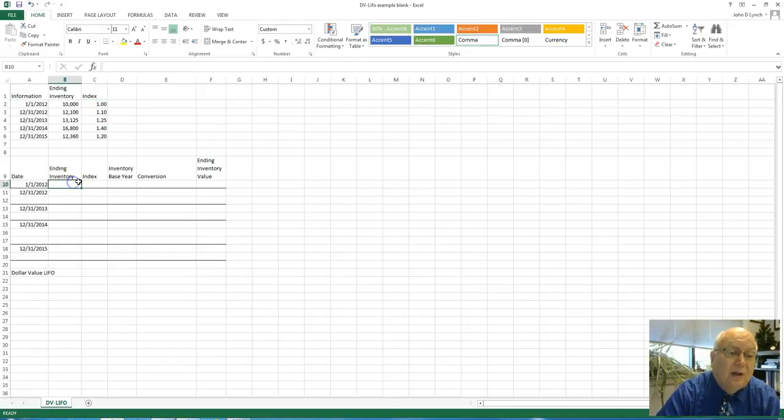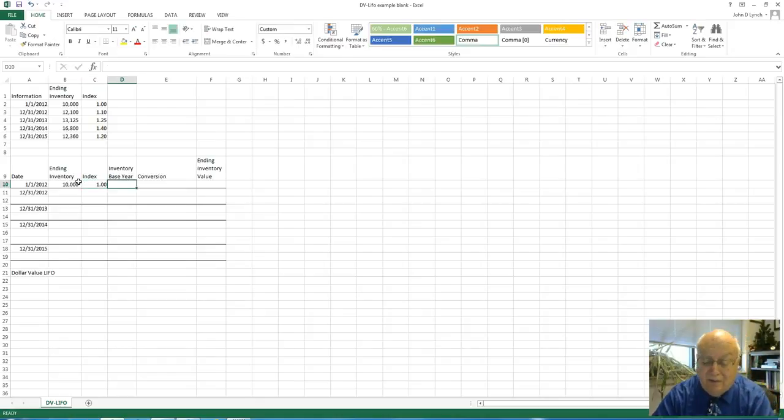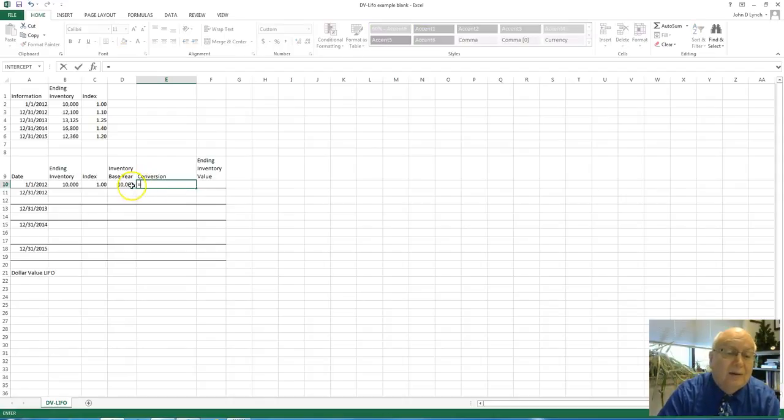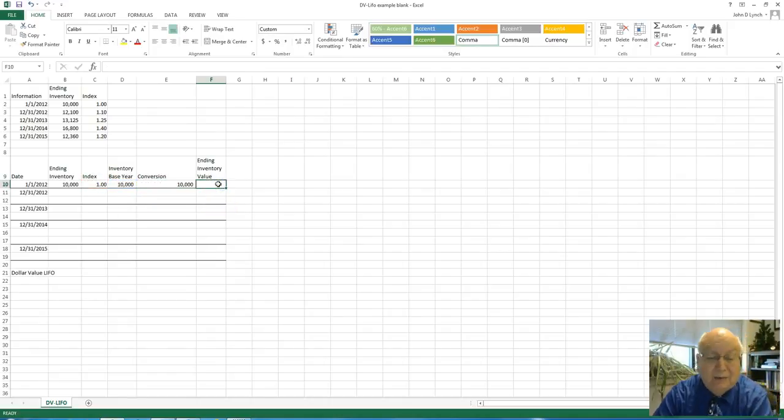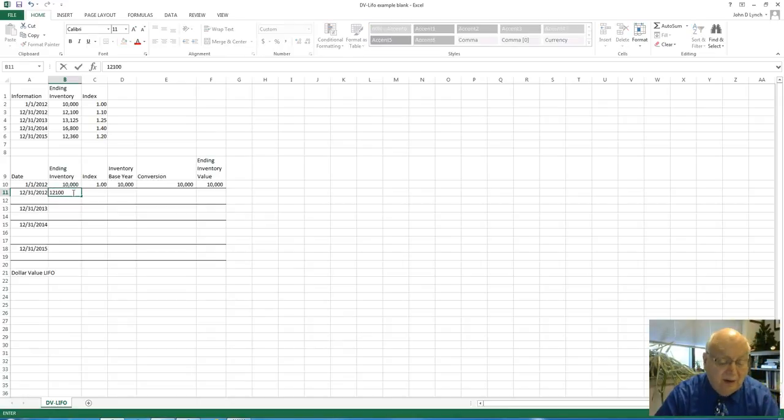Okay, so to calculate this, we start with the $10,000, which is our base year. Our index is 1. Now to get the inventory value, you take the 10,000 divided by the 1, your base year index, and that's how you calculate it. Then to convert it back, you take the 10,000 times the 1, and the total of that is equal to your ending value. So that's the first year, and of course it's going to be the same because it's an index of 1.0.